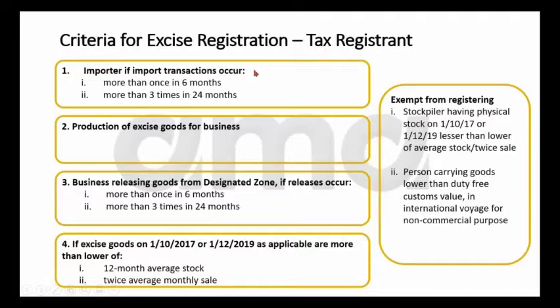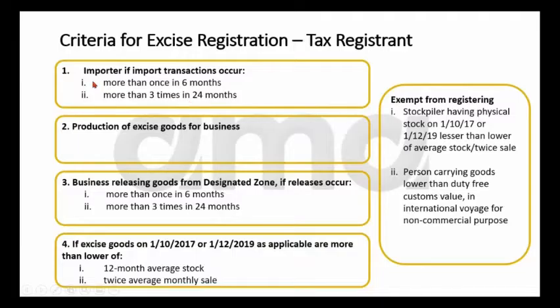Who should do it? Generally, we discussed earlier, but now this is the whole detail: who has to register and who is not supposed to register. For example, like in value-added tax, there are thresholds of 375,000 and 187,500 for mandatory and voluntary registration. Likewise, excise tax has certain thresholds, but it's not in terms of revenue or sales or expenses. It's in terms of the frequency of the transactions.